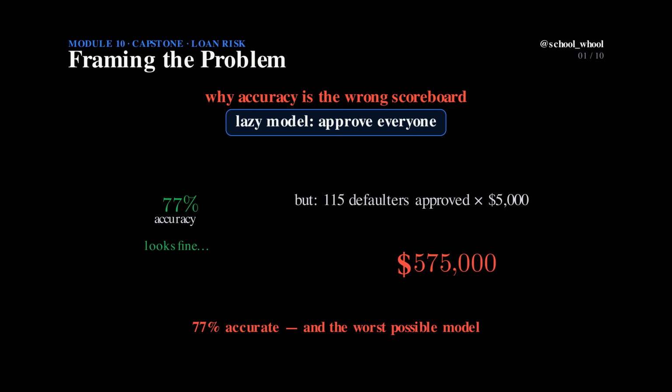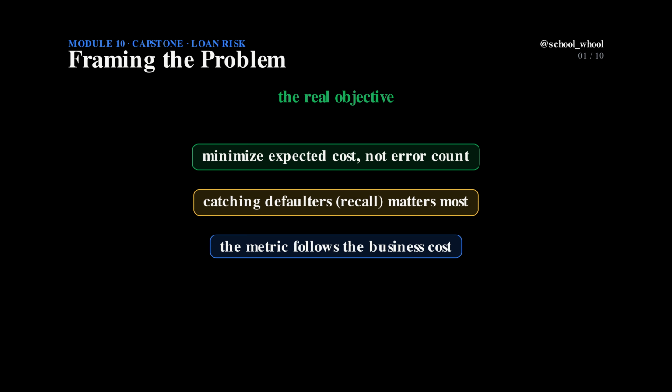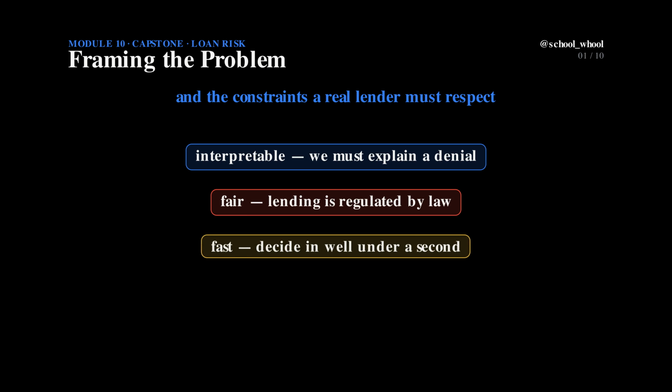So the objective isn't to make the most correct guesses. It's to minimize the expected cost. Catching defaulters, recall, is what saves the most money. And the metric we optimize has to follow the business cost, not the other way around. There are also constraints a real lender must respect. The model has to be interpretable. By law, we may have to explain why someone was denied. It has to be fair, lending discrimination is regulated. And it has to be fast enough to decide in a fraction of a second.